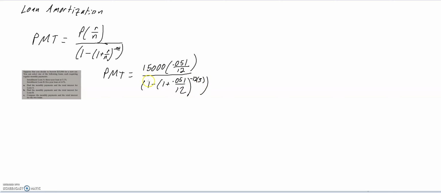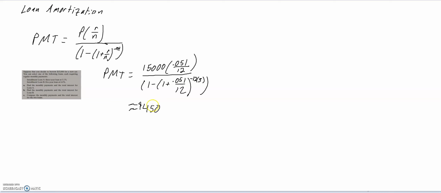So now we'll go ahead and plug this into a calculator. I'm just going to do that over here on my other screen. And we see that the monthly payment is approximately, this is going to round to $450. So it's $450 per month.